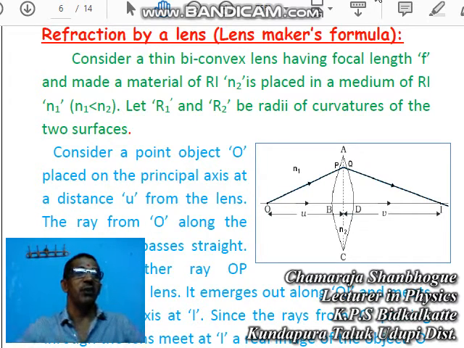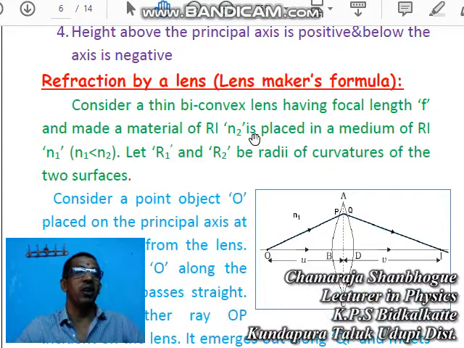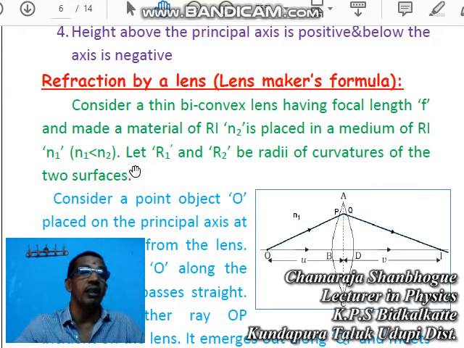Namaskara. Now we move on to the next topic, refraction by a lens, also called the lens maker's formula. This also they will ask for 5 marks. Here we consider a thin biconvex lens having focal length f and made of material of refractive index n2.